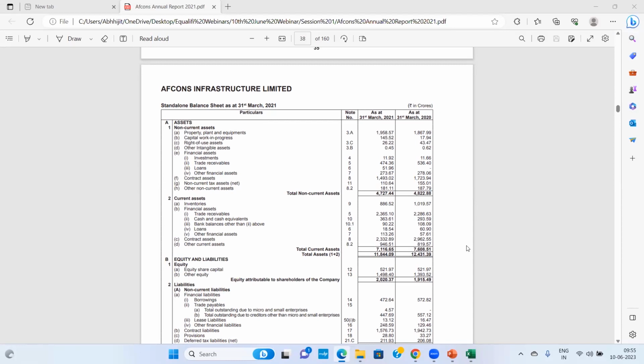Yeah, guys, quick feedback, please. Okay, one feedback. Next feedback is, okay. That's a good thing. Trade receivables reduced.